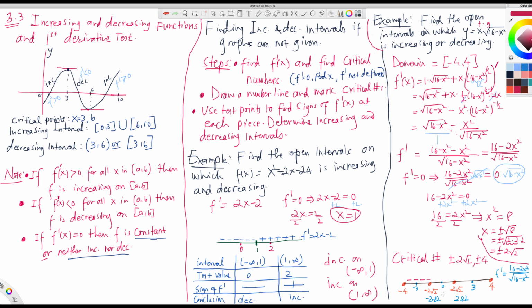Okay. How about here? Plug in 0. 16 minus 2 times 0 is 16 minus 0 is 16, over root of 16 minus 0, which is root 16.